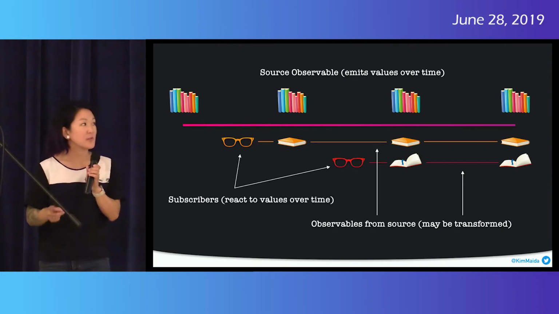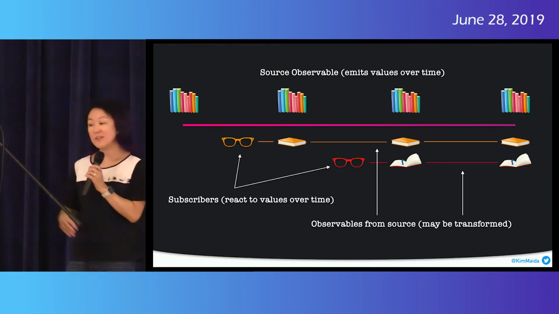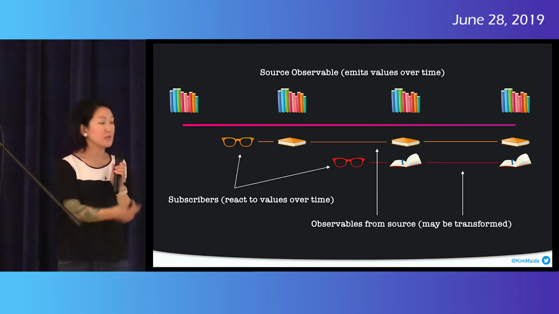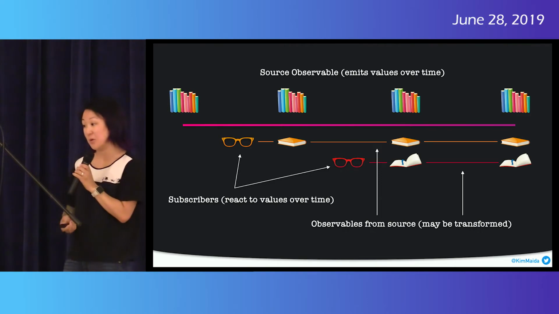Now, subscribers in this example are called the same thing they are in programming. These are entities that subscribe to the observables, and then they can do something as a reaction to the values they receive over time. So for example, when somebody receives their book, they could put it on a bookshelf, they could take it to a book club, they could give it to someone else, whatever they want.